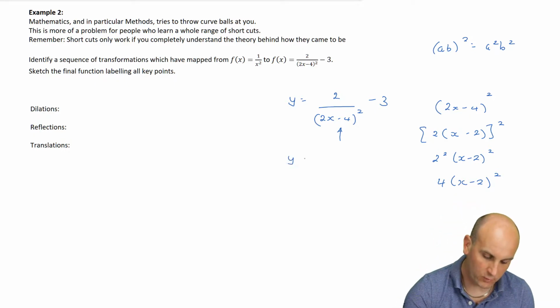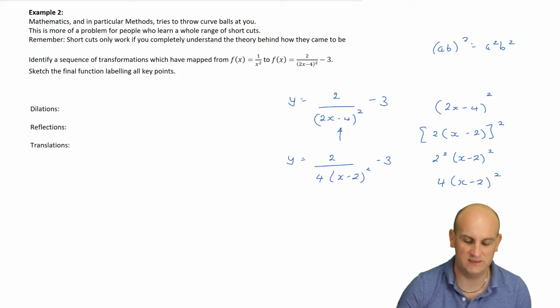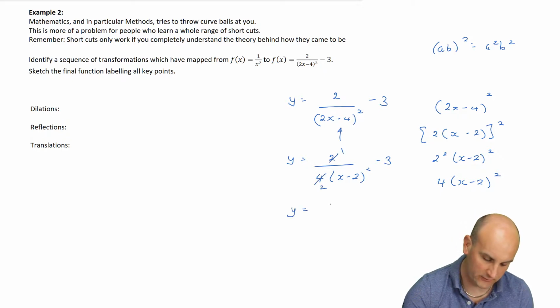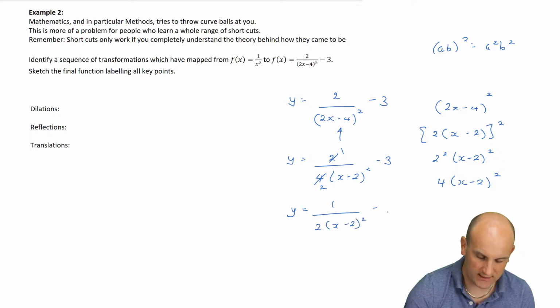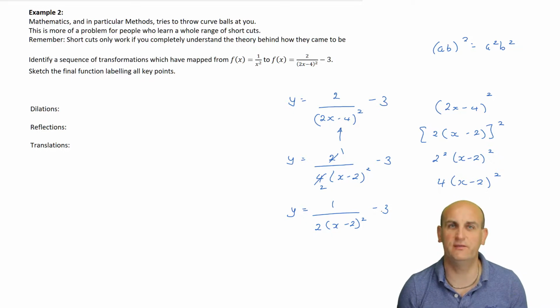So I'm going to rewrite this as y becomes equal to 2 on 4 lots of (x minus 2) all squared minus 3. And now you can see that things start to change. 2's going into 2 once, 2's going into 4 twice. So I've got y is equal to 1 on 2 lots of (x minus 2) all squared minus 3. So what does that mean to anything?